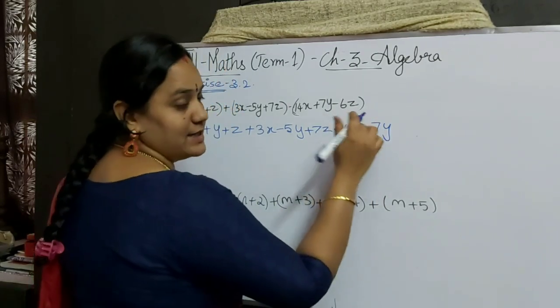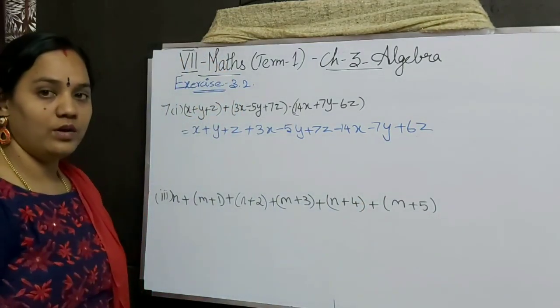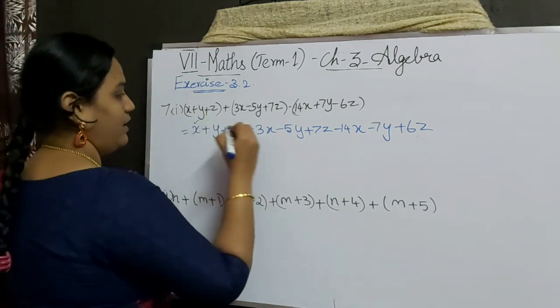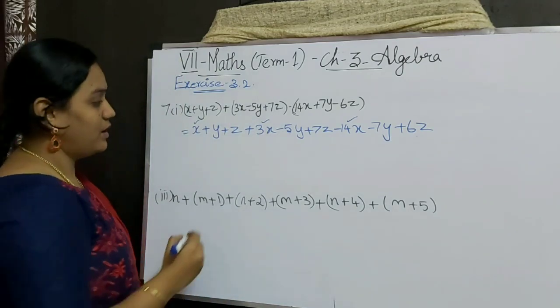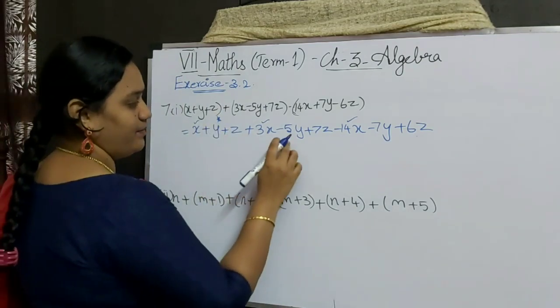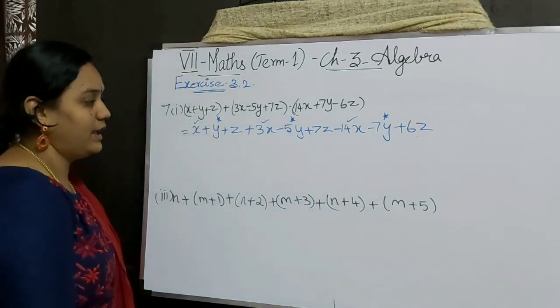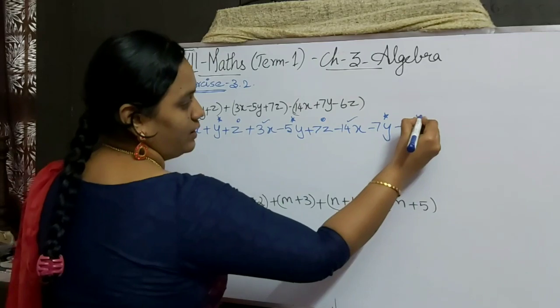Here we have minus 6z, so I am writing plus 6z. Now we have to analyze the like terms. Okay, so x term here, x term here. Any other x term? Yes, here also one x term. Next, here I have y term, here one y term and here also one y term. Last, we have z term here, here and also here.